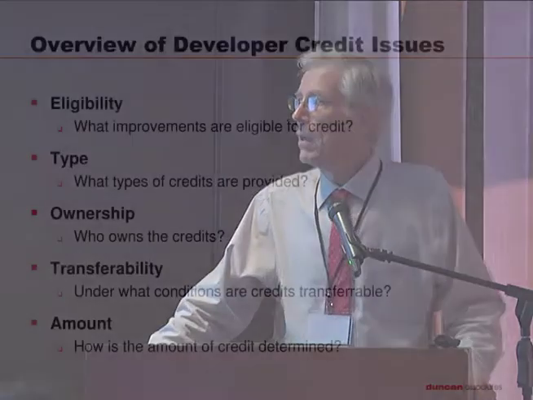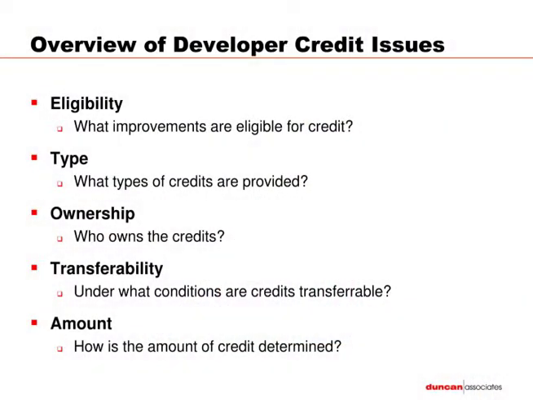You can't have your cake and eat it too. So what improvements are eligible? It has to be a growth-related improvement, obviously, but pretty much anything expanding the capacity of the system could be eligible. Not necessarily is eligible, but could be. Then, what types of credits are provided? Ownership, who owns the credits. Transferability, under what conditions can you transfer credits outside of your development project. And amount, how is the total amount of the credit determined?